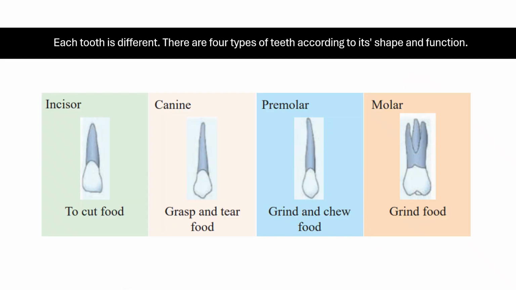Each tooth is different. There are 4 types of teeth according to its shape and function. Incisor, to cut food. Canine, grasp and tear food. Premolar, grind and chew food. Molar, grind the food.